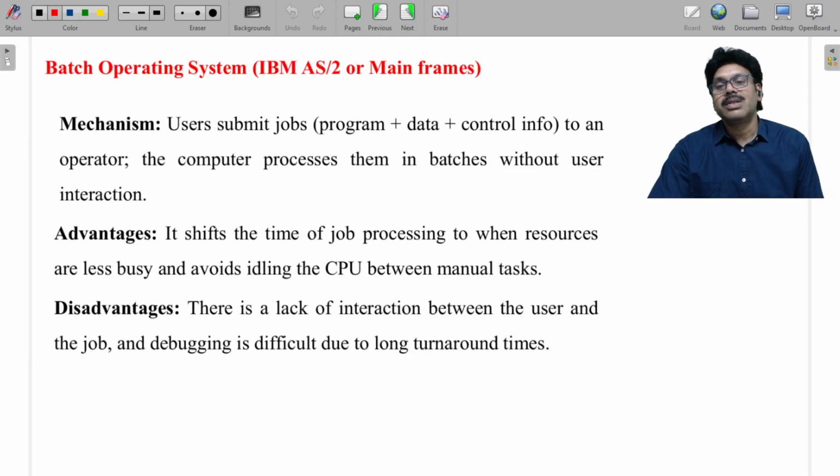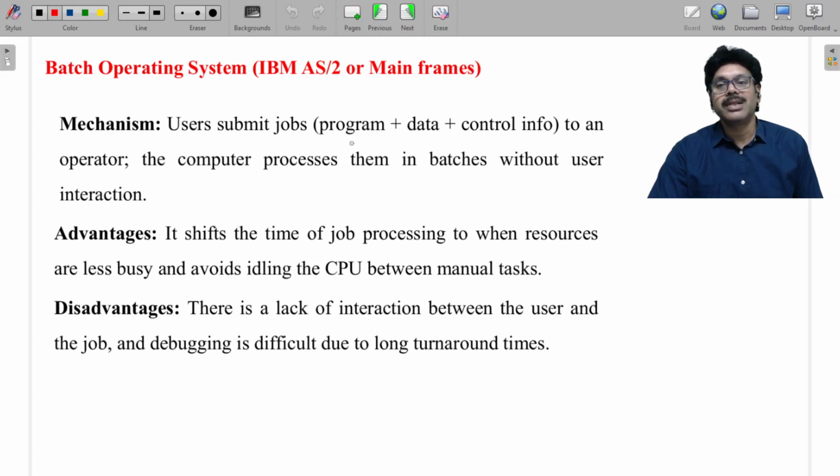So first let us see what a batch operating system is. A group of jobs are packed together, and only then does the process begin, so the CPU does not get wasted. When it is on, it has to complete several tasks, then it will be off. Users submit the jobs. The job may consist of a program, data, and control information given to an operator. The computer processes them in batches without user interaction.